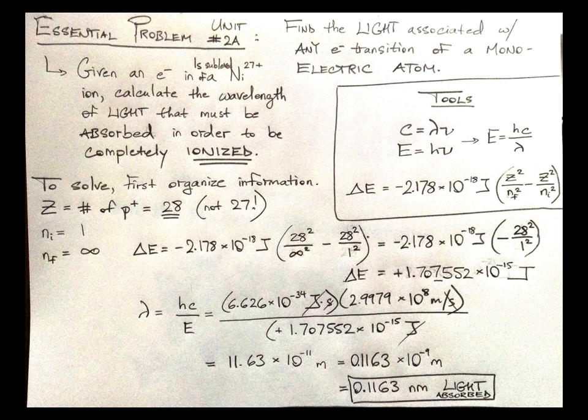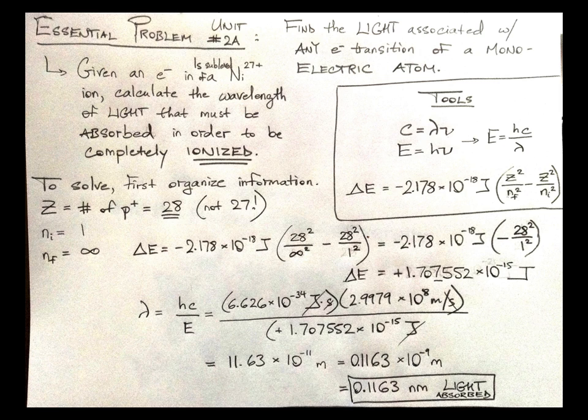In this example, we're going to take an electron in a 1s sublevel of a nickel 27 plus ion and calculate the wavelength of light that must be absorbed in order for that electron to be completely ionized, that is, to be no longer attracted to the ionic nucleus. To solve, we first need to organize our information.